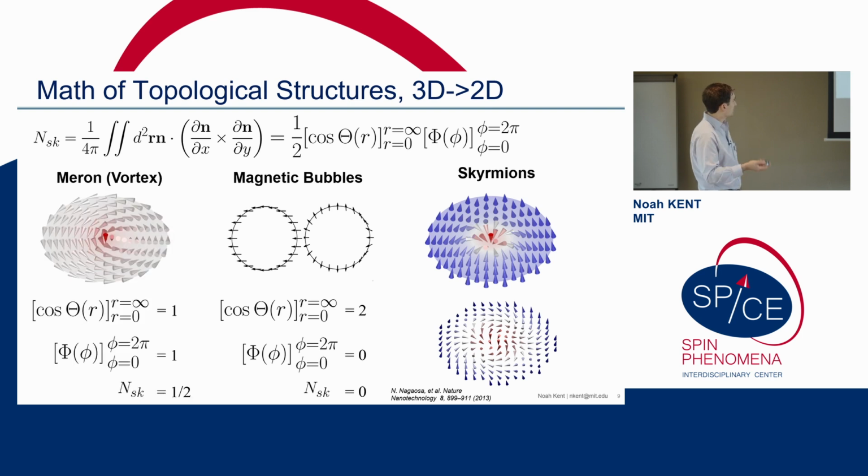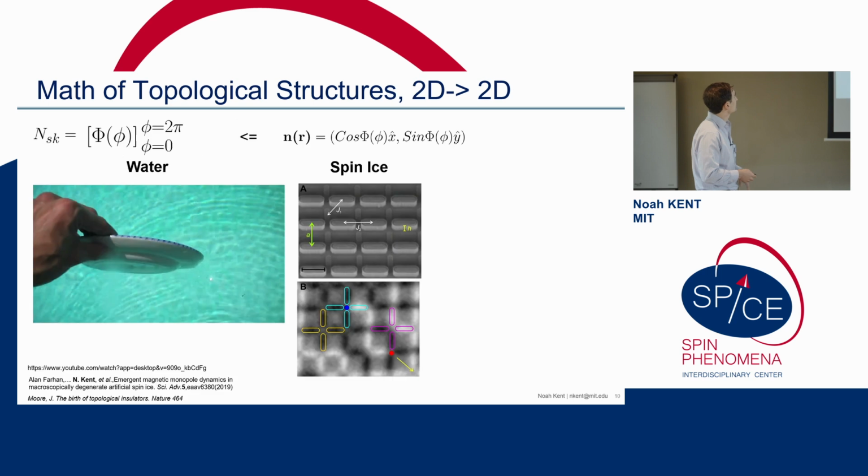And then meron vortices are very similar to skyrmions again, except you don't have a full rotation of the z component of magnetization. So you only get a factor of 1 from this first term, so 1/2. So great, we can really easily calculate topological charge for relatively symmetric spin textures.